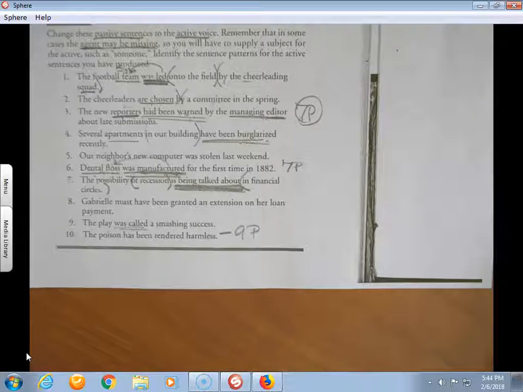All right, that's exercise 15. Happy to answer questions about it in class on Wednesday or Friday.